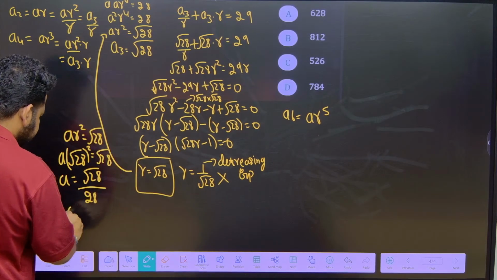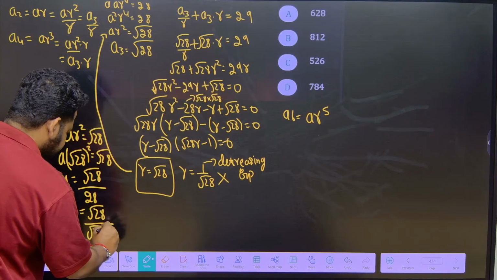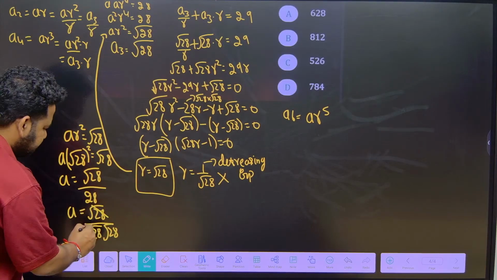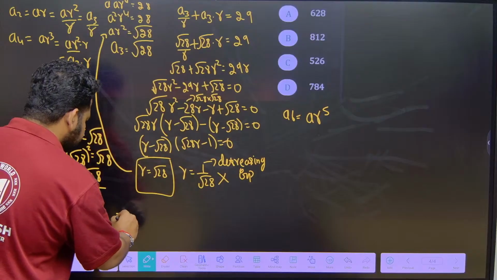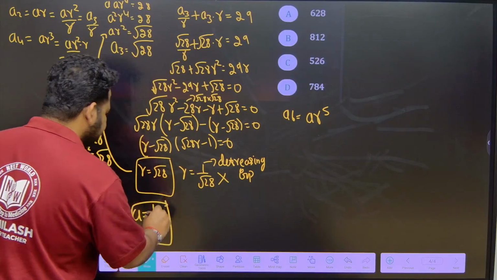So that I can write it as what? Square root of 28 by square root of 28 into square root of 28. I can write 28 as square root of 28 into square root of 28. So square root of 28, square root of 28 will cancel. So I will get what? A is equal to 1 by square root of 28. Okay, A is equal to 1 by square root of 28.